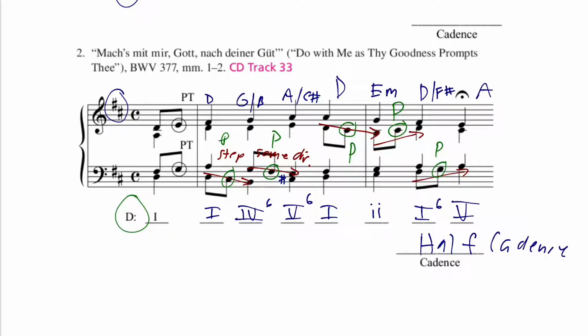Sounding not fully done, right? We would like to hear, but we don't. So here's the whole thing again. We're kind of left with this openness from the half cadence there.